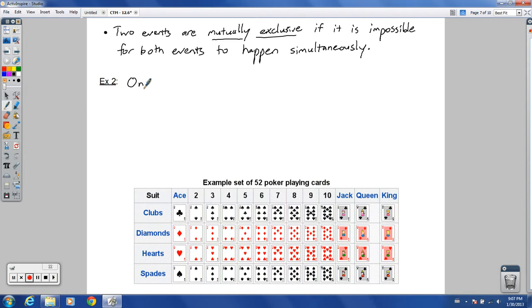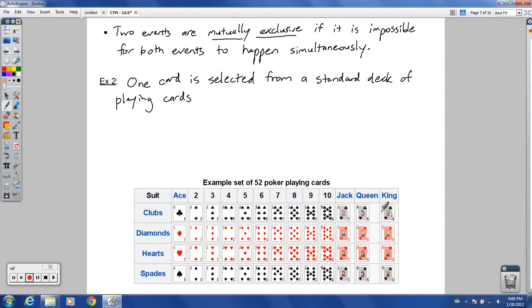Here's example 2. One card is selected from a standard deck of playing cards. And so I've brought the playing cards picture that we had from 12.3 into this one to make it easier to see what's going on. So we're going to refer to this. These are our 52 playing cards. So that's the standard deck. No jokers in a standard deck.